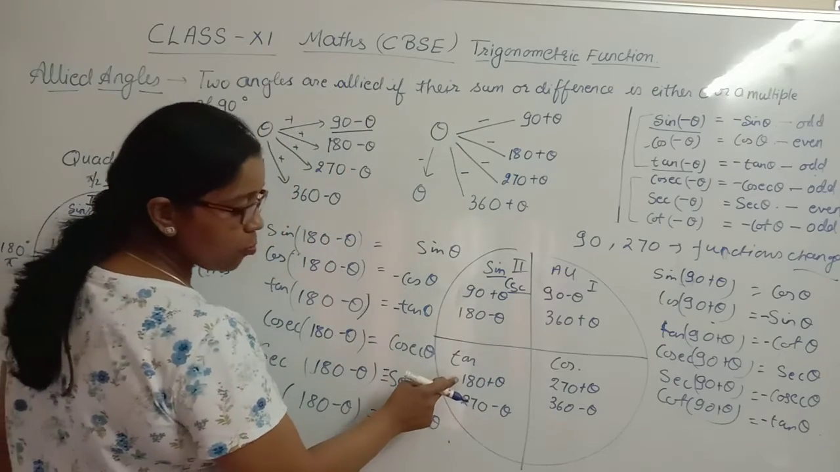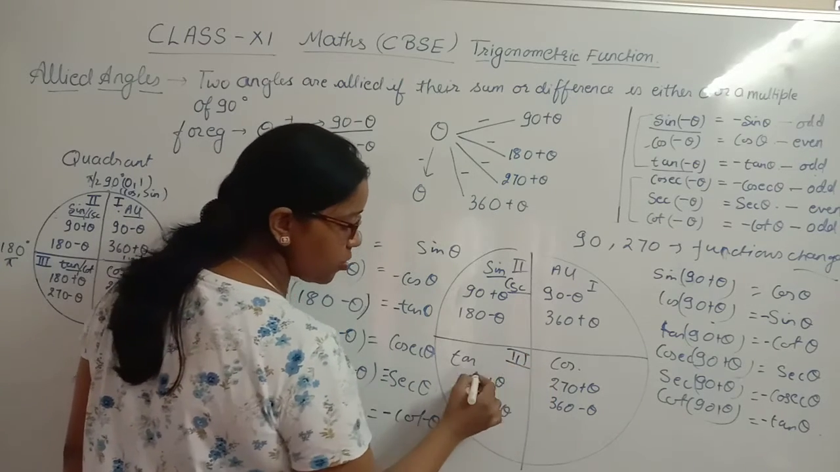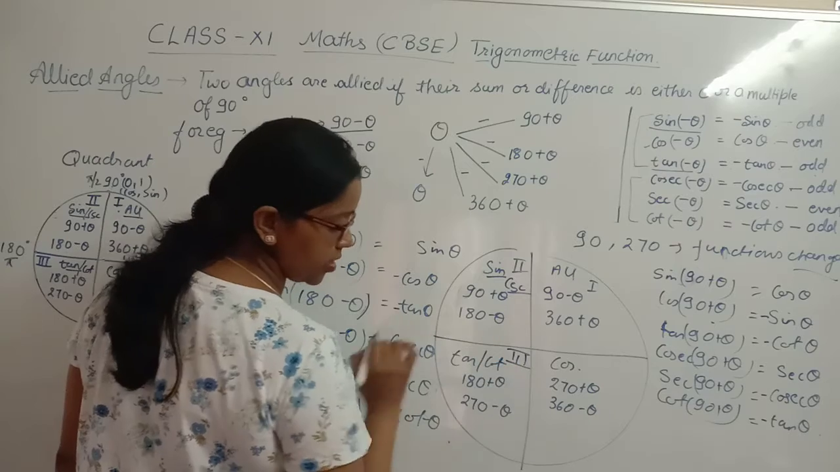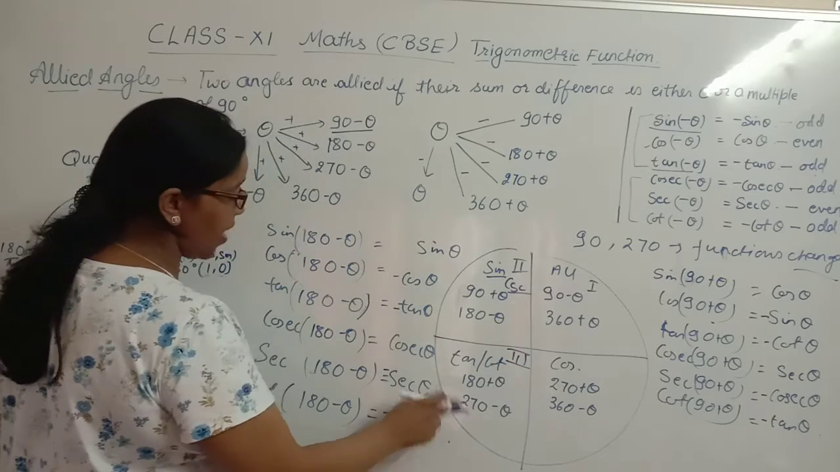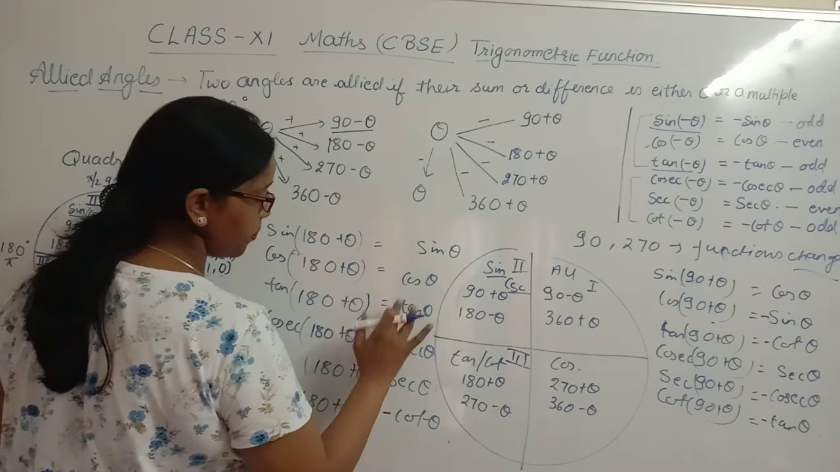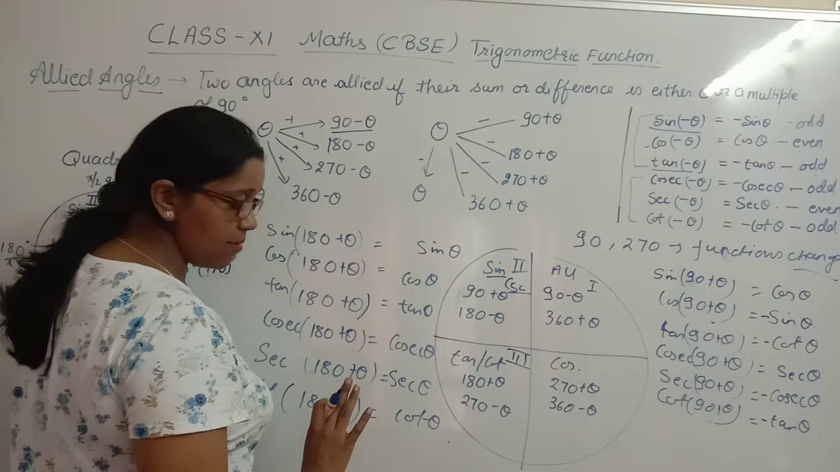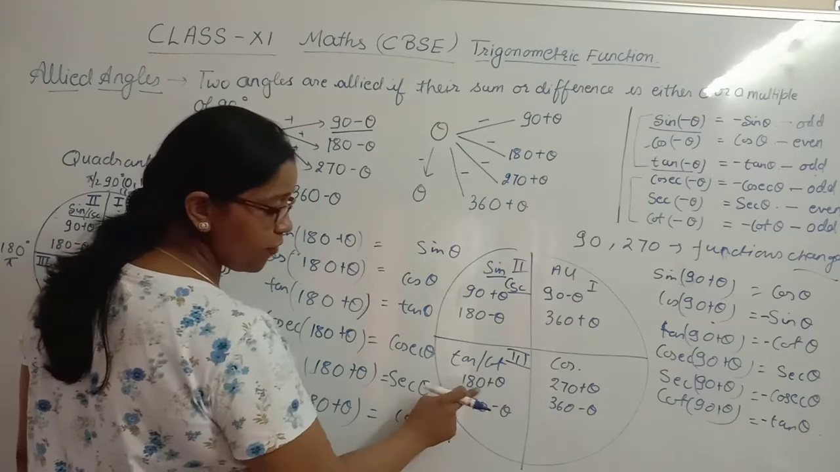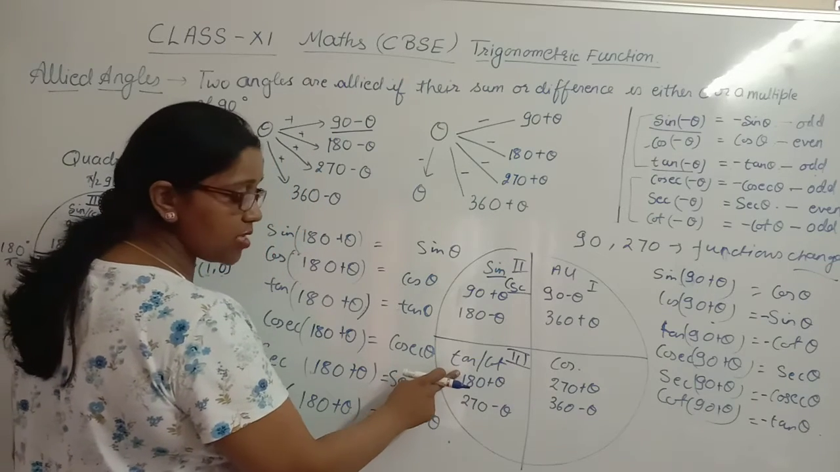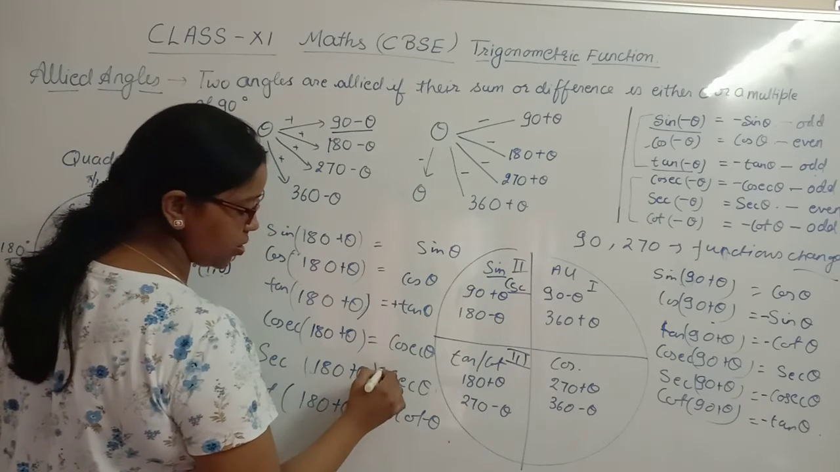Now if you move to the third quadrant, in the third quadrant tan and cot are positive. Clear? For these values what will happen? Now the values will be the same, but in the third quadrant for 180 plus theta, which two functions are positive? Tan and cot. So these two functions will be positive, rest all will be negative.